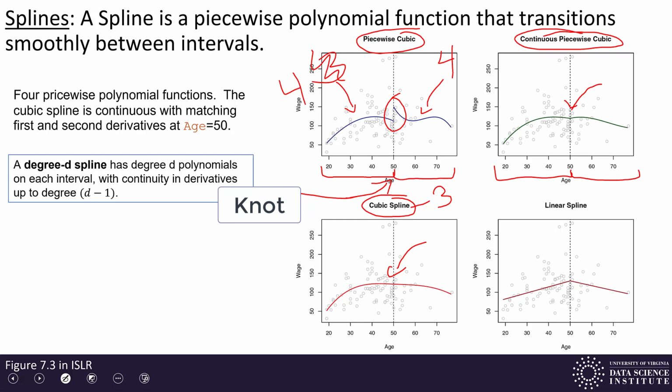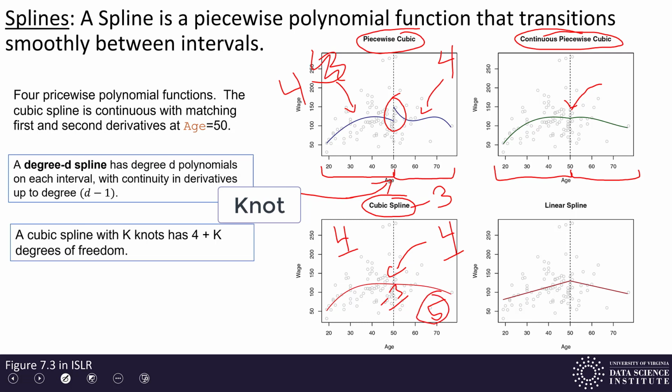Down here, now let's look down to the cubic spline, we have a 3rd degree polynomial on the left side, so there's 4 coefficients there, and on the right side we have a 3rd degree polynomial as well. But at this knot, they have the same 0th order, 1st and 2nd order derivatives. So that means we would eliminate 3 of those degrees of freedom. So our net degrees of freedom is 4 plus 4 minus 3, which would give us 5 degrees of freedom there. In general, a cubic spline with k knots has 4 plus k degrees of freedom.